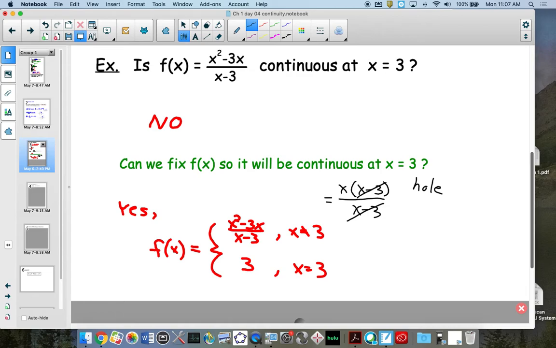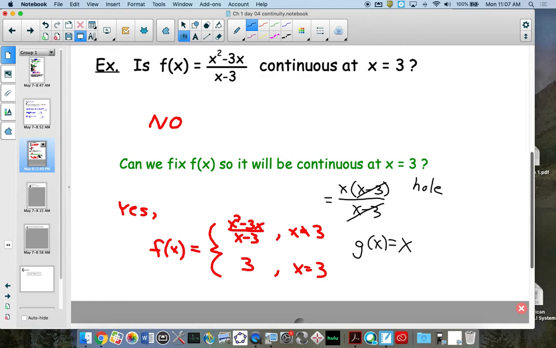On the other hand, if we weren't able to cancel the x minus 3 factor, then it would be an asymptote, and we can't fix that. That's too big a problem. But with a hole, all we need to do is plug in the hole. So the function f(x) equals x, after we simplified this. Actually, I shouldn't even write f(x). Let's call that g(x) equals x. g(x) is exactly the same function as f(x), except at one single point, at the value x equals 3.